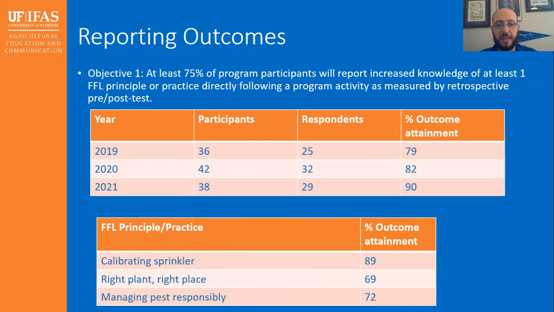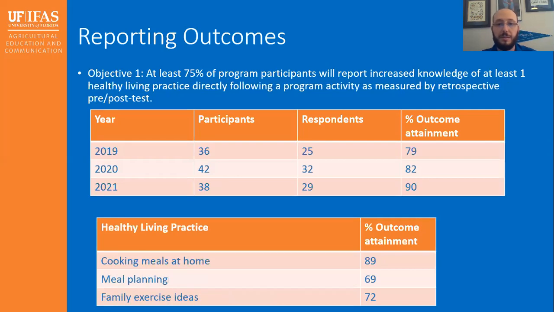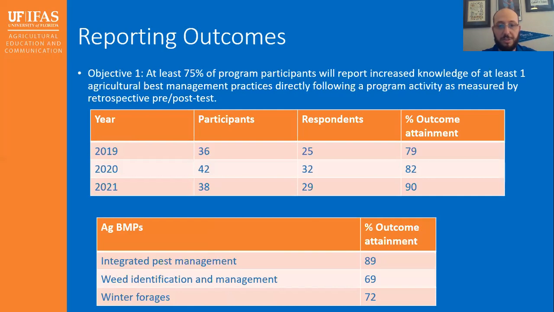I'll just go through the examples. It's the same thing with FFL. You have the overarching success and then what that looks like for calibrating sprinklers, right plant and replace, managing pests responsibly, etc. Knowledge, healthy living. So for my FCS agents, cooking meals at home, meal planning, family exercise. As you can see through these, by doing those small p and large P objectives, this process becomes a lot easier. This one's ag, overarching ag, then you have IPM, weed ID and management, winter forages.